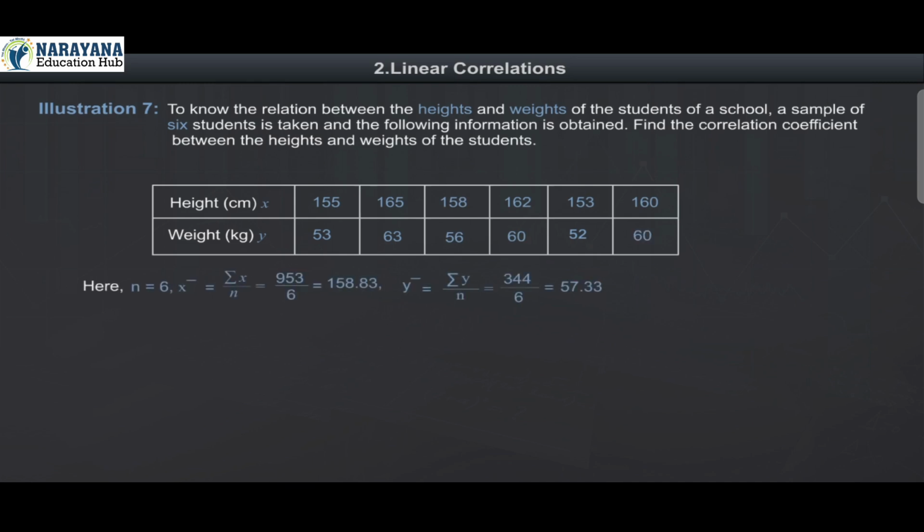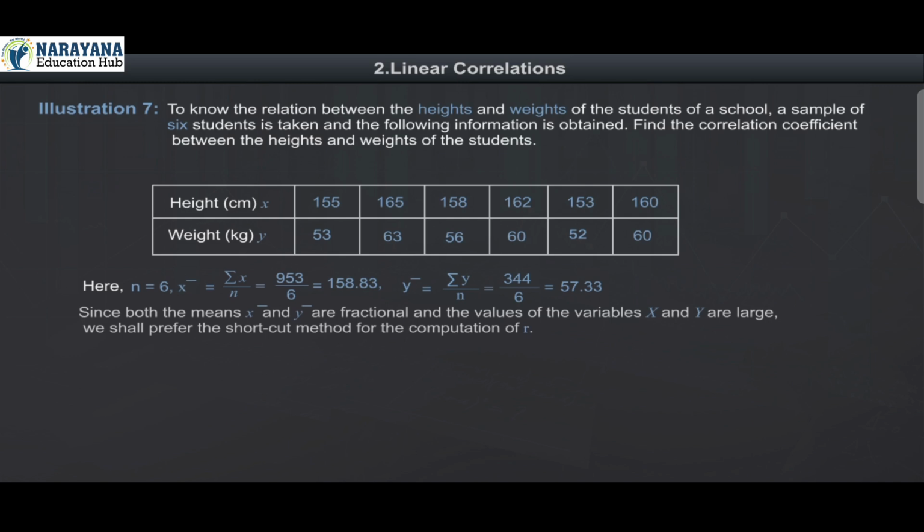Here n is equal to 6, x bar is equal to sigma x divided by n is equal to 953 divided by 6 is equal to 158.83. Y bar is equal to sigma y divided by n is equal to 344 divided by 6 is equal to 57.33. Since both the means x bar and y bar are fractional and the values of the variables x and y are large, we shall prefer the shortcut method for the computation of r.